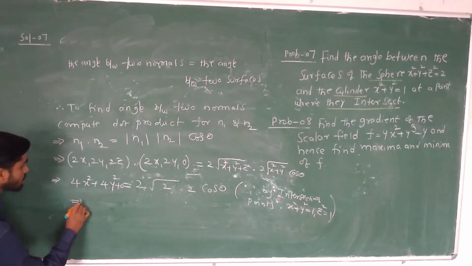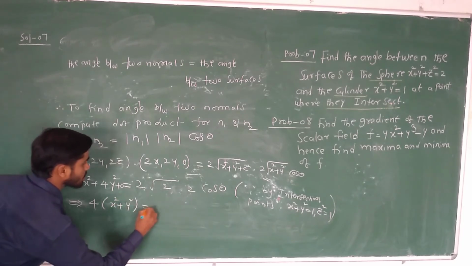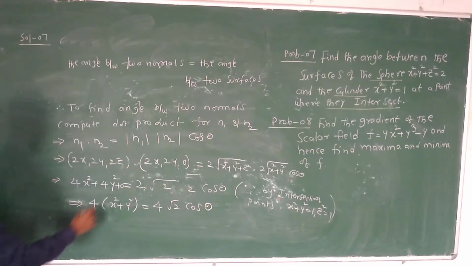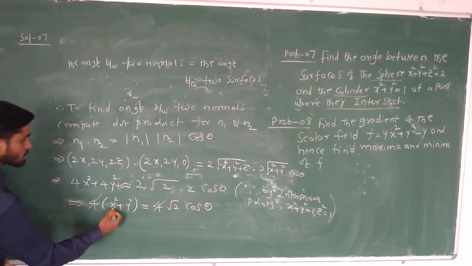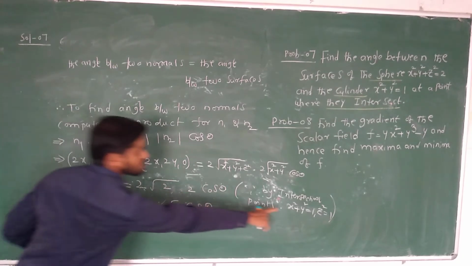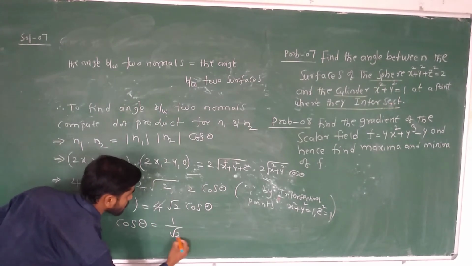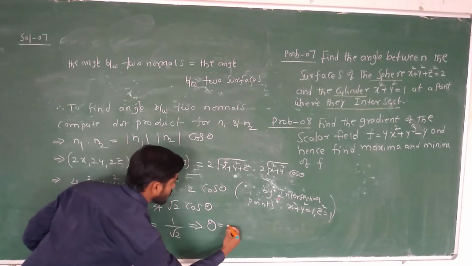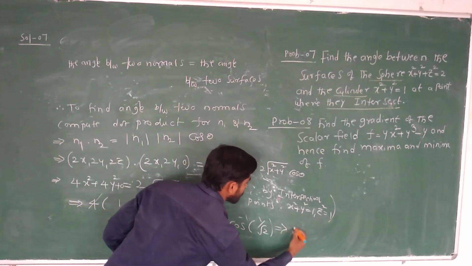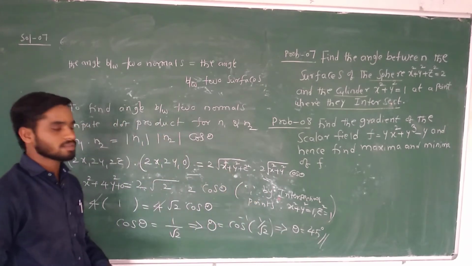So that will be here 4 into x square plus y square is equal to 2 into 2, 4 root 2 into cos theta. So 4 cancelled out. So x square plus y square will be 1 here. So therefore, this is 1. From this relation, you will get cos theta is equal to 1 by root 2. So that implies theta is equal to cos inverse of 1 by root 2. So theta is equal to 45 degrees.